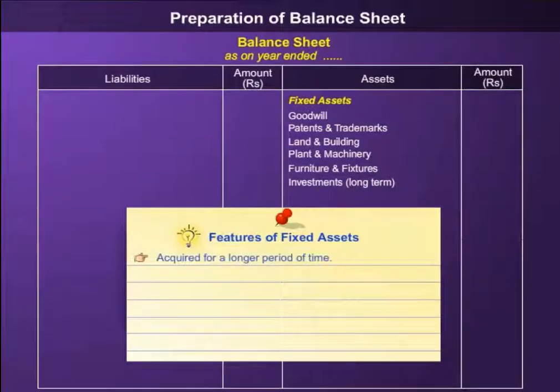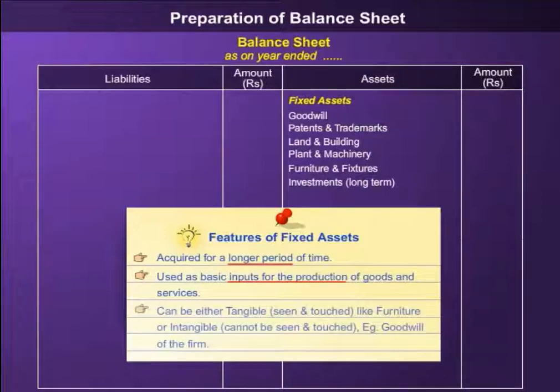These are acquired for a longer period of time and are used as basic inputs for the production of goods and services. They can be either tangible, that is, they can be seen and touched, like machinery, furniture, or they can be intangible, that is, cannot be seen and touched. For example, goodwill or reputation of a firm.